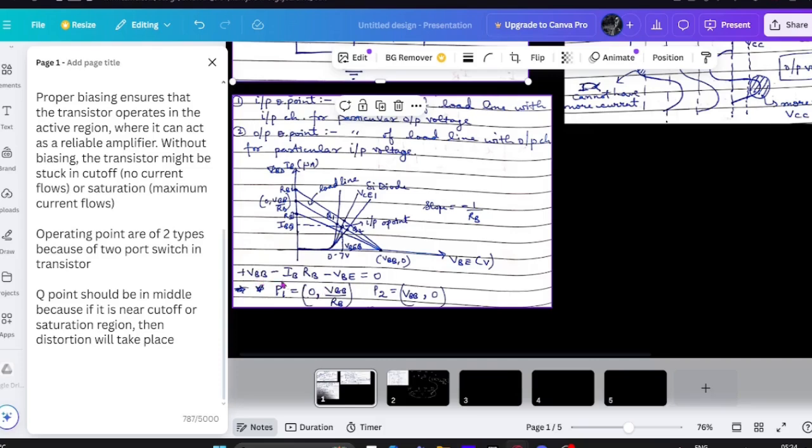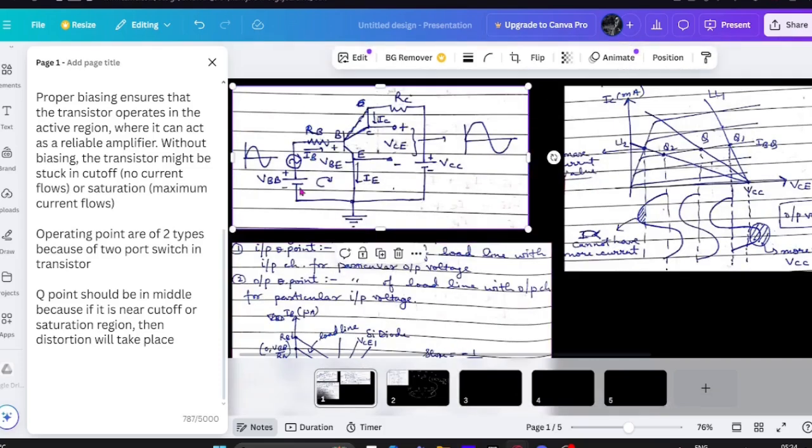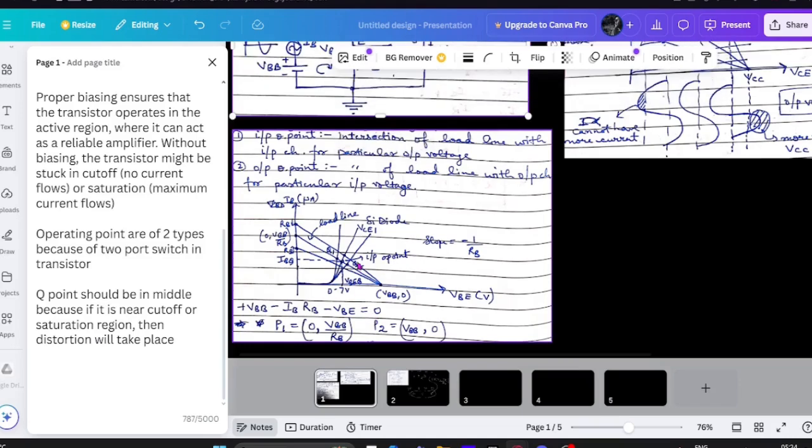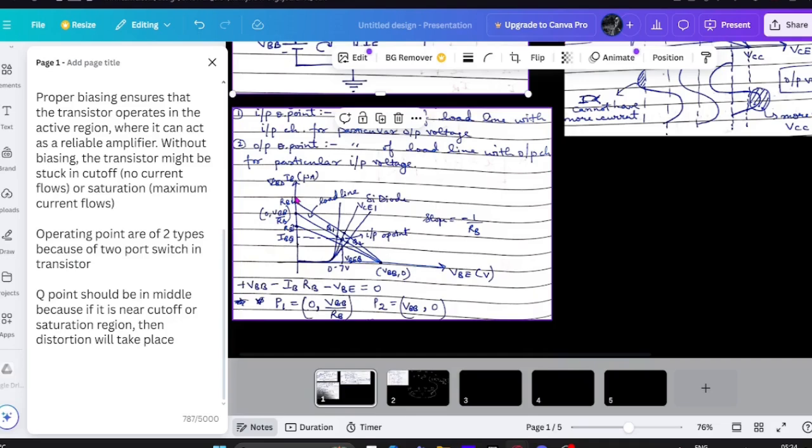Now this equation, where does it come from? It comes from here: plus VBB minus IB into RB minus VBE. Since this is a complete loop, the voltage sum would be 0. Hence this is equal to 0. Point 1 is the point on the y-axis, which denotes the IB for this equation.